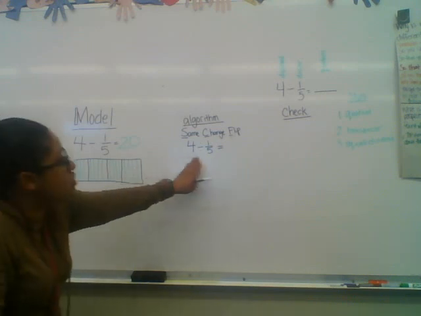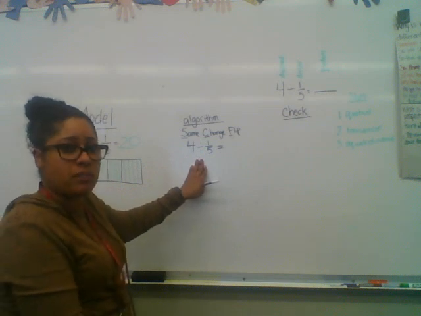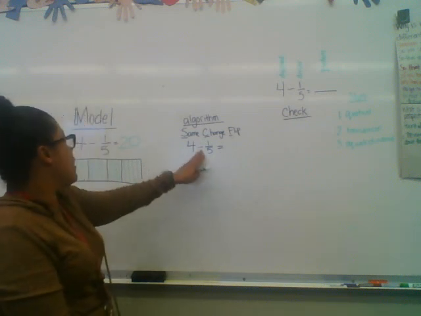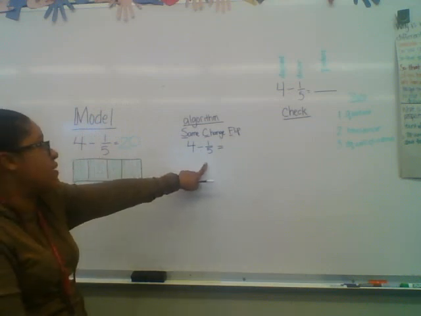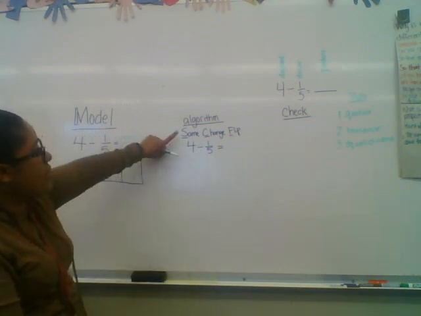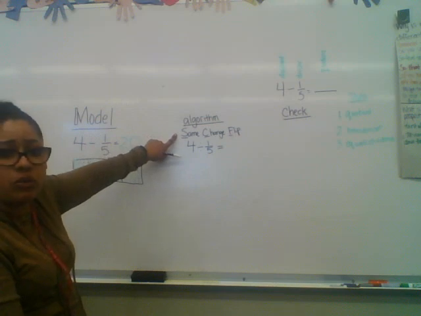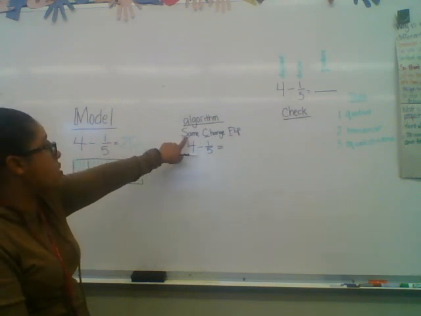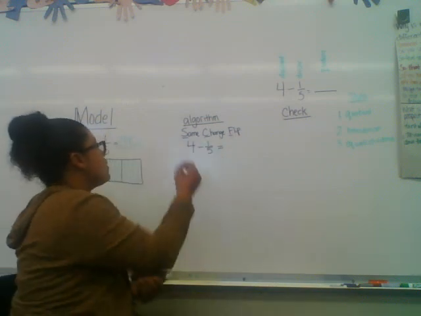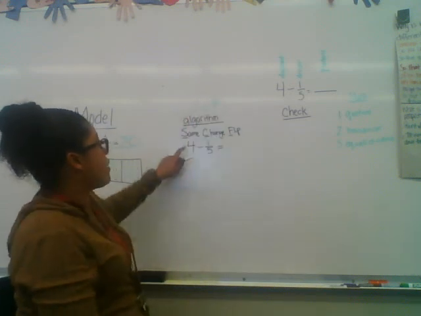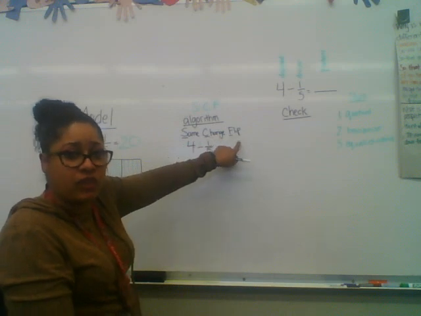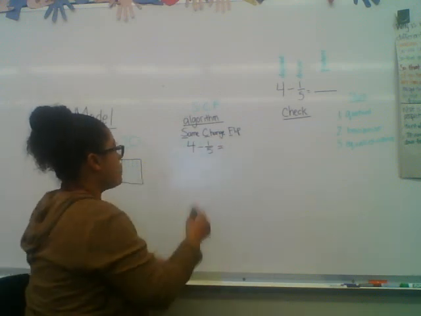After we've modeled it, then students are supposed to do the algorithm. Here's how they do the algorithm. First, they rewrite the problem. So we have 4 divided by 1/5. And this acronym can help you remember what to do. So it's SCF. So SCF stands for same, change, flip. And this is how you do the algorithm.